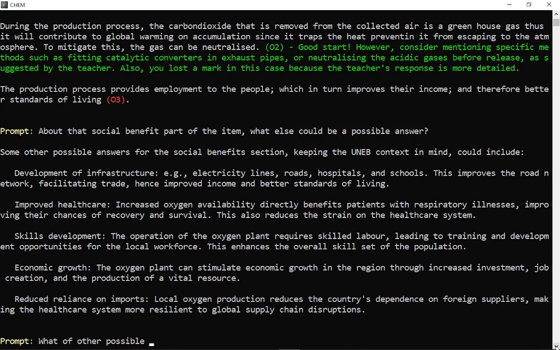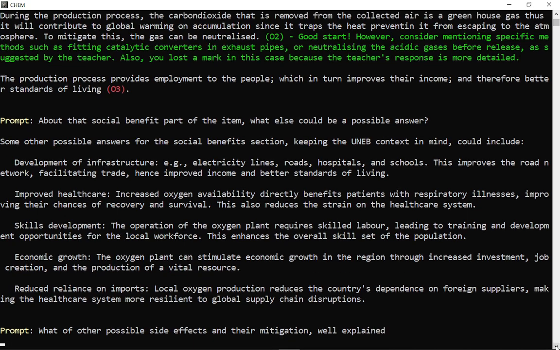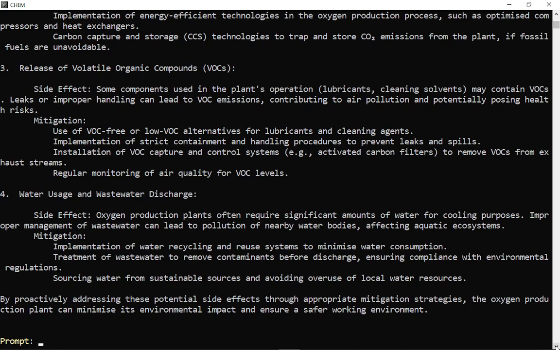solutions, possible side effects, and their mitigation, well explained. What of the possible side effects and their mitigation? Well explained. So basically, you look at them.